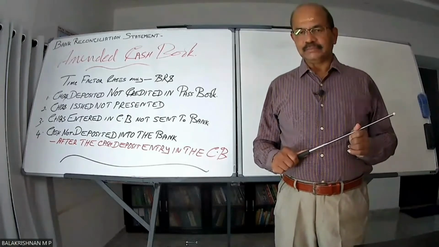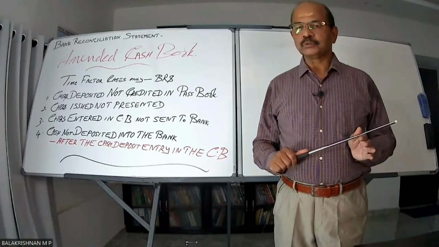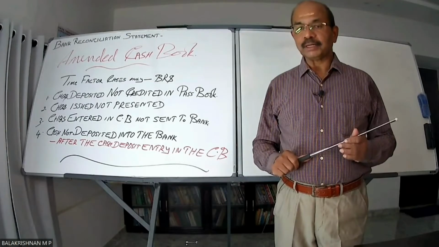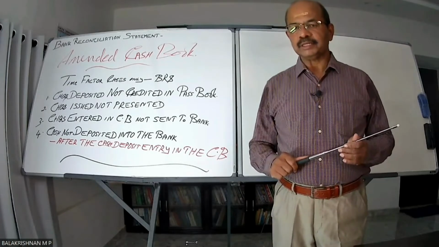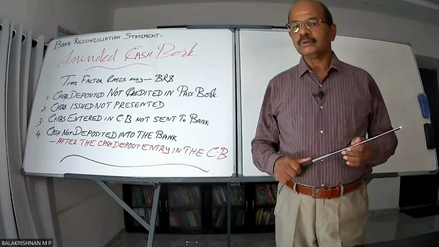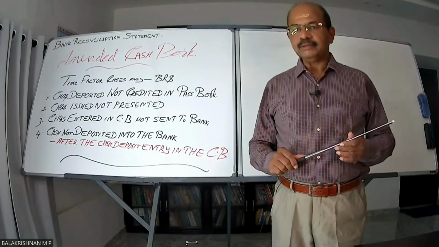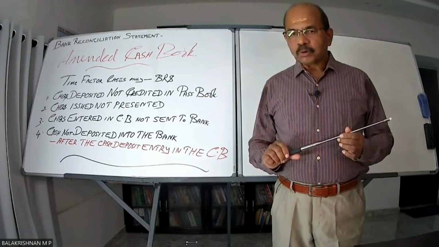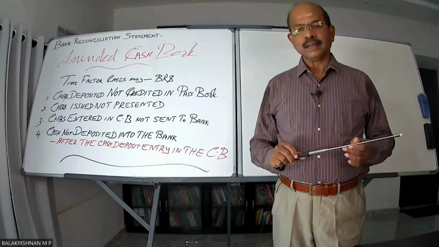Then dishonor of checks. I had deposited some checks. I was under the impression it was absolutely clear, but no, it has been dishonored by the bank. Rather, it has been dishonored by the party and it eventually got bounced. I understand, the bank has reversed the deposit entry. You also reciprocate through your amended cash book. So these cases are not mistakes actually, but you came to know all this on going through the bank statement. Now you take appropriate action through the amended cash book.